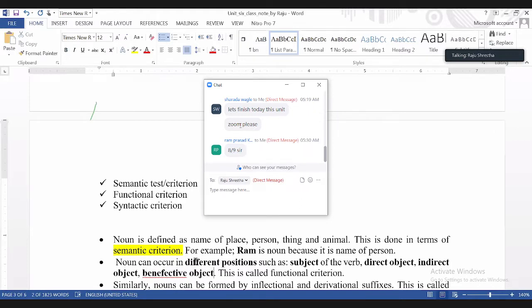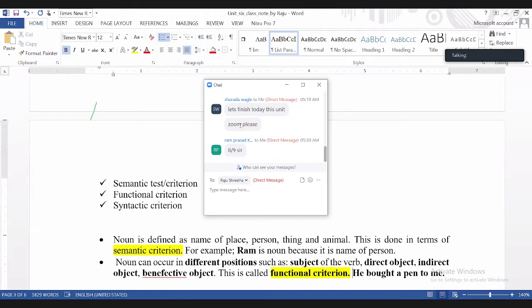हुन सक्छ. So this is called functional criterion. यो फङ्सनको क्राइटेरियाबाट हामीले भन्न सक्यौँ. For example, he bought a pen to me भनेर हेर्नु सबै. यो sentence मा के भयो? In this sentence, हेर्नुहोस् he bought a pen to me, your sentence ma katiwata cha object? In this sentence how many objects are here?